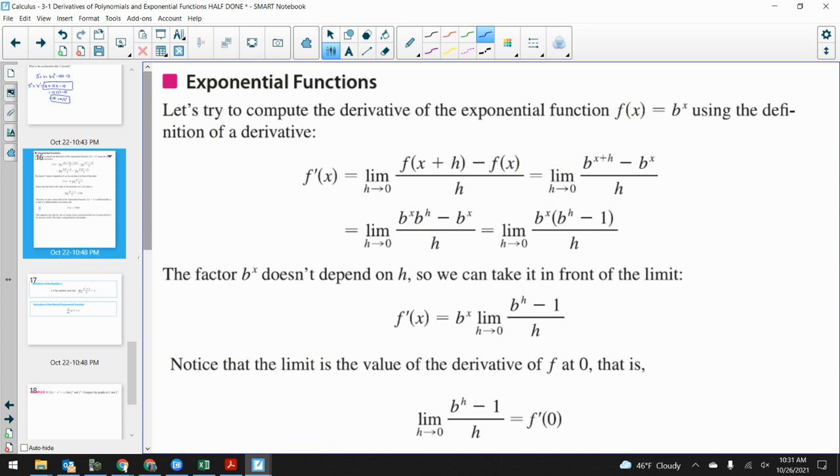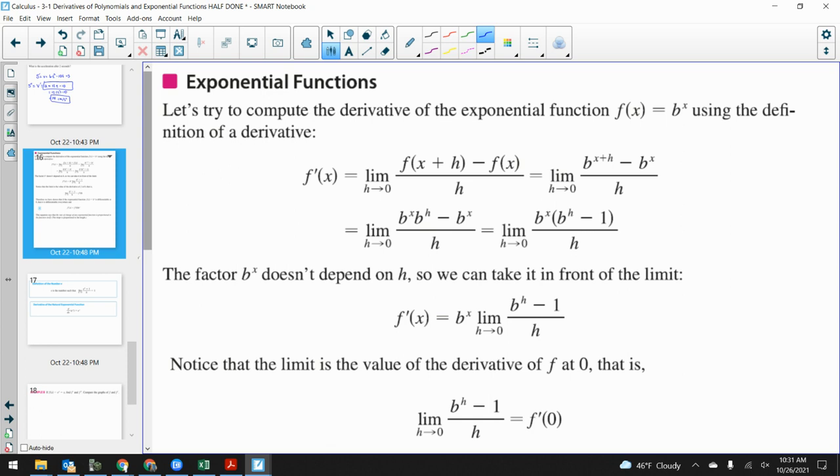So we talked about polynomials. Let's talk about exponentials. What is the derivative of exponentials now? If we try to compute the derivative of the exponential using the definition of a derivative, using that f of x plus h minus f of x all over h, watch what happens.